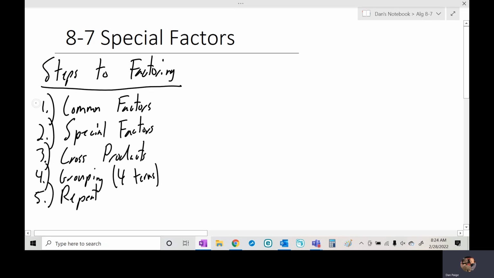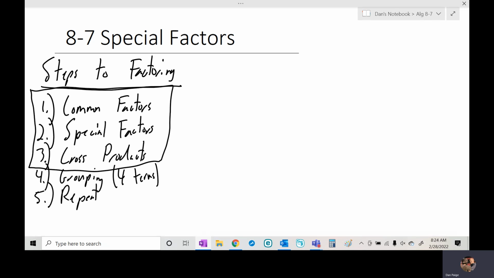When we take our quiz this week, we're just going to focus on these. And the quiz will be a little bit easier because it'll be broken up into sections. One section will say factor using common factors. One will say factor the special factors. One will say factor using cross products. So it'll be divided up for you on the quiz. It will not be divided up for you when we get to the test. When we get to the test, it's just going to say factor, and you're going to have to figure it out. But we're not there yet, so that's why it's going in chunks like that.